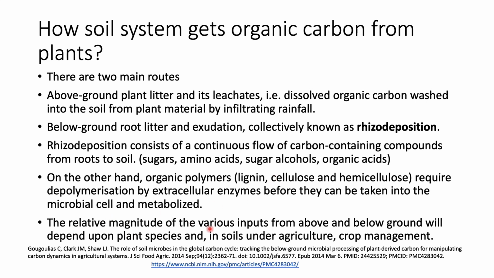The relative magnitude of the various inputs from above and below ground will depend upon the plant species and the soil under agricultural crop management. So these are all the various things which control how soil gets the organic carbon.